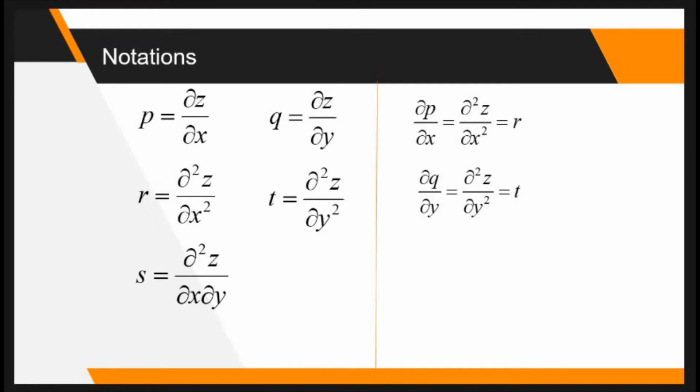Now what happens when you differentiate p with respect to y? You will get a mixed partial derivative, which is s. Now what happens when you differentiate q with respect to x? Again you will get a mixed partial derivative, which is the same as s. Okay, if you are not able to follow this, I have explained this with the help of a diagram in my next slide.